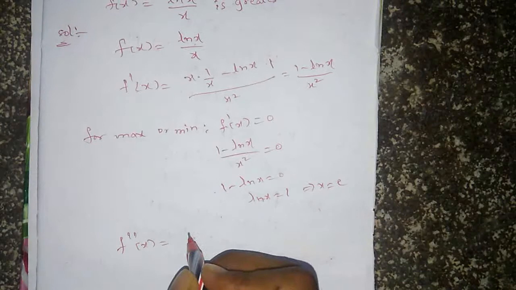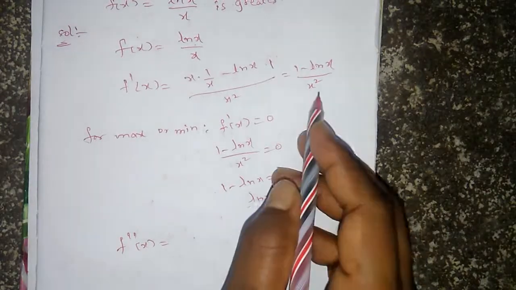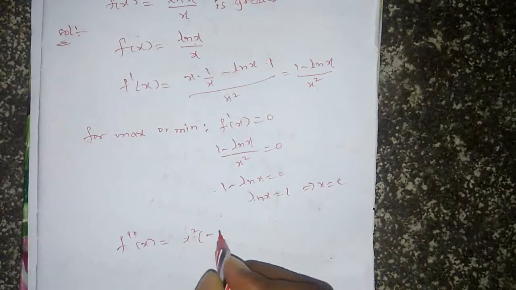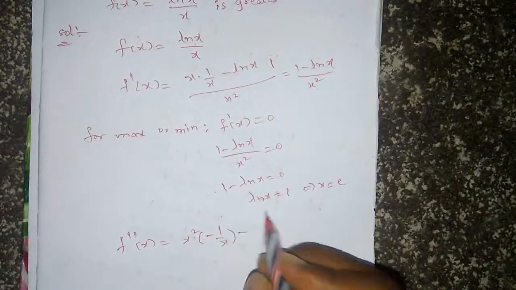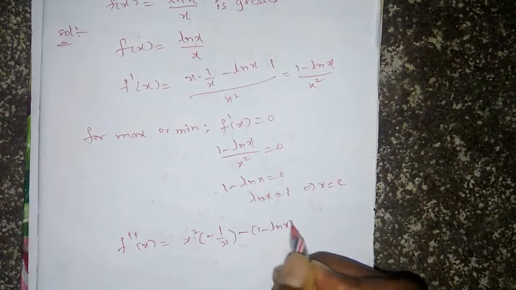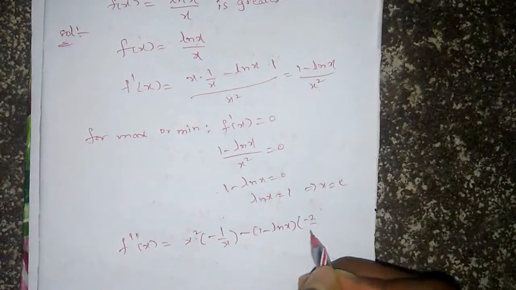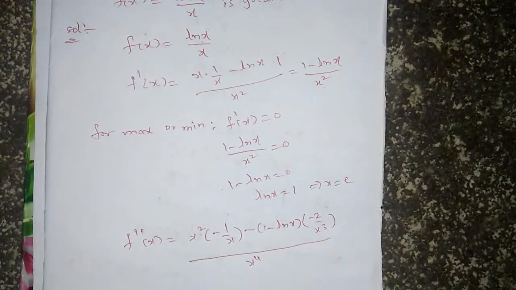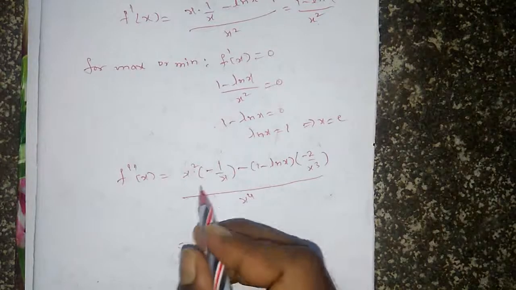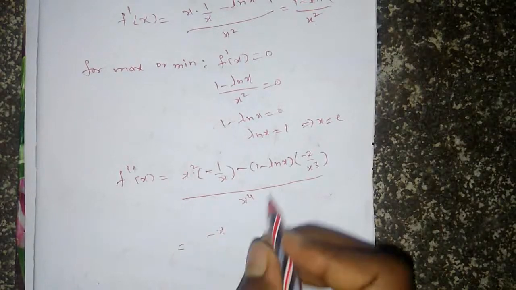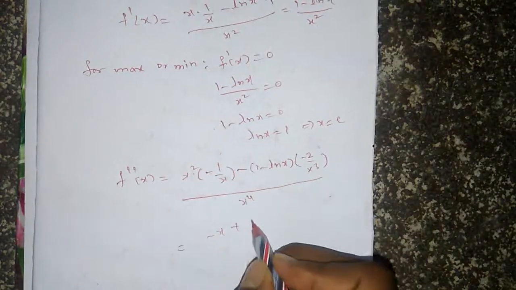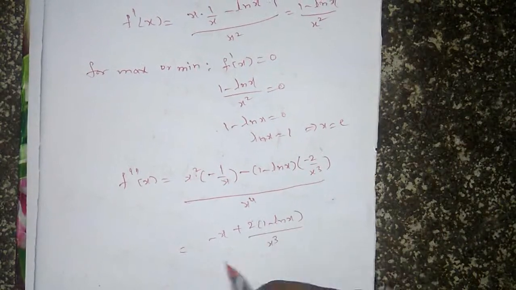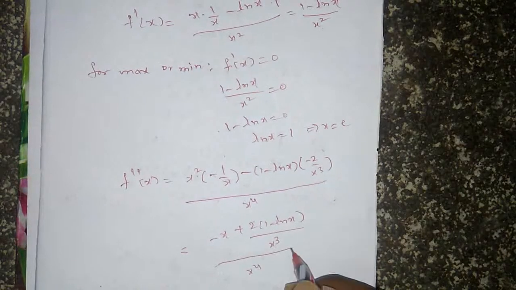So here f double dash of x means, again apply the u by v rule, this is f dash of x. x square into the derivative of (1 minus log x), which is minus 1 by x, minus (1 minus log x) into the derivative of x square, which is 2x, divided by x power 4. This is minus x plus 2x into log x, by x power 4.